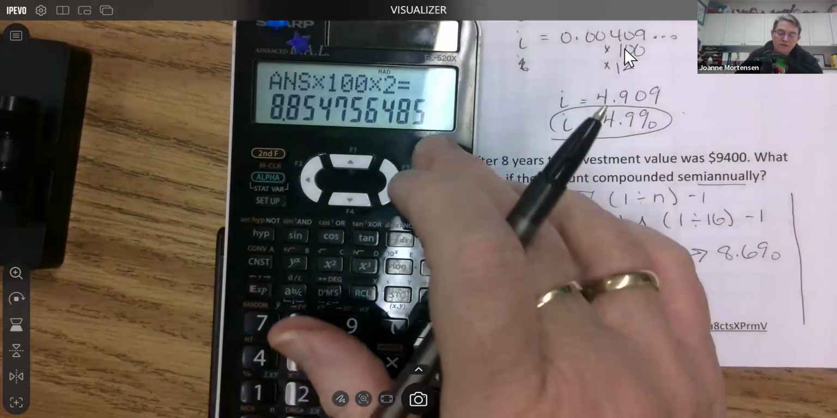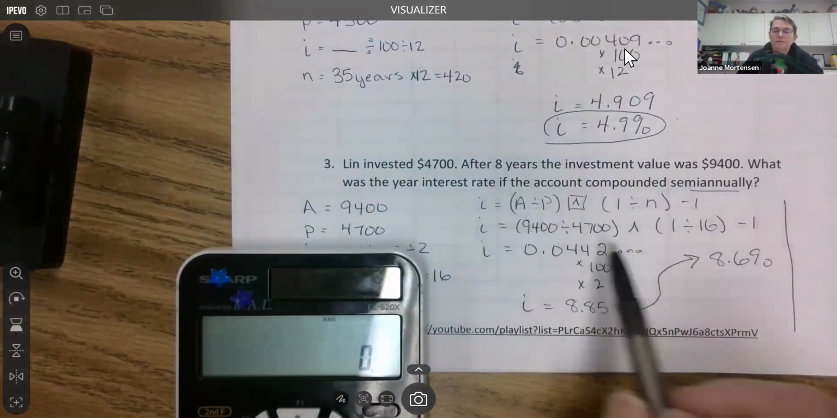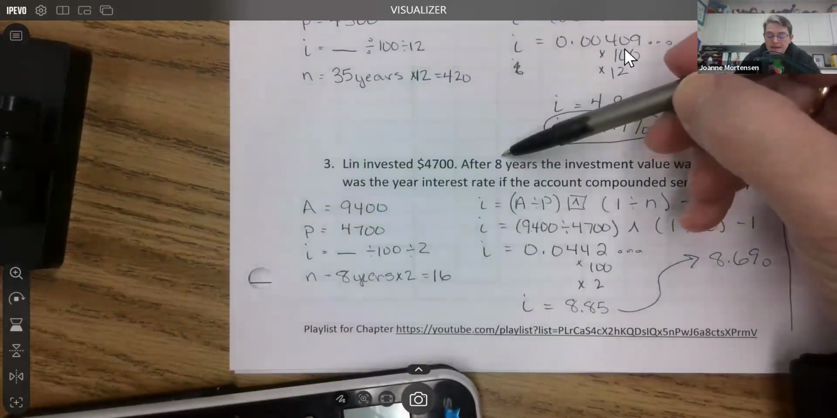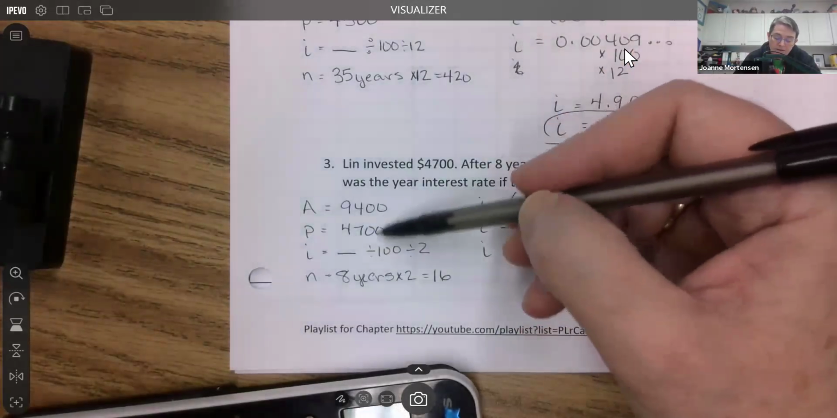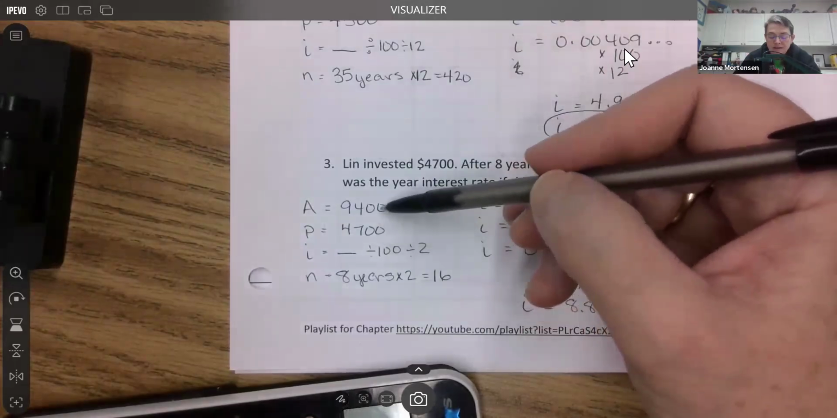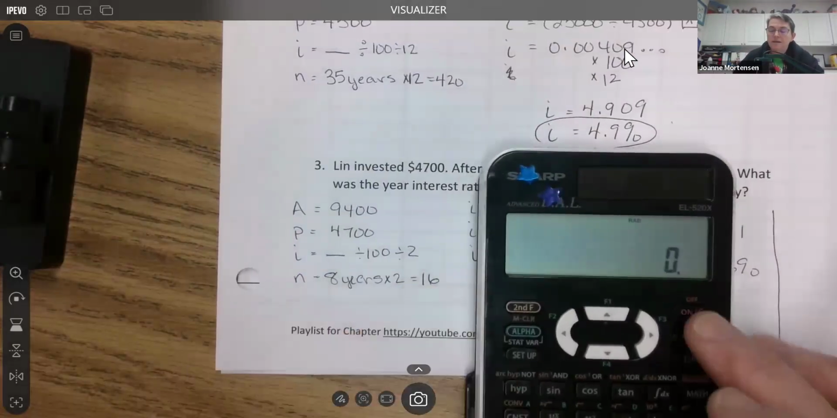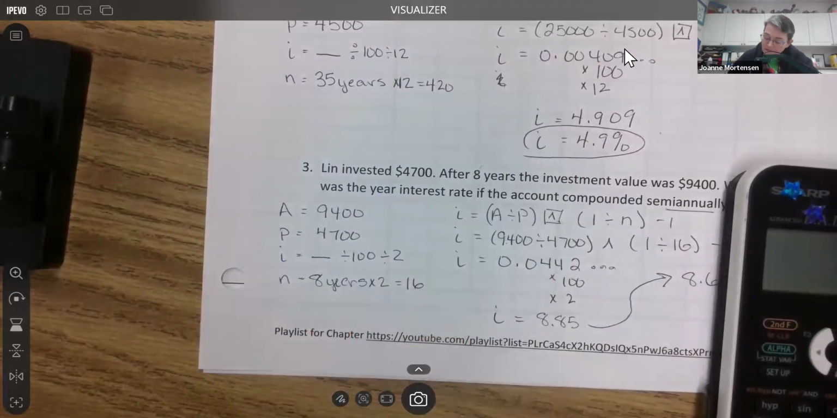Now, as a fun little extra exercise for me, and you get to play along, I'm very curious what's going to happen if I get these backwards. You guys are smart, you're not going to get them mixed up. The 8 belongs with the time, and we're looking for interest. If this scares you, stop watching now. I'm going to go 4,700 divided by 9,500.